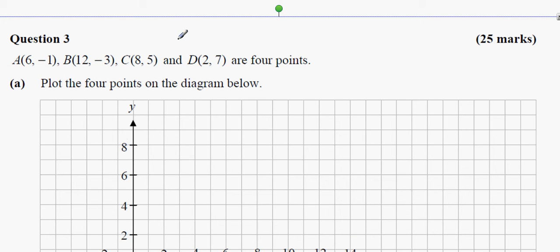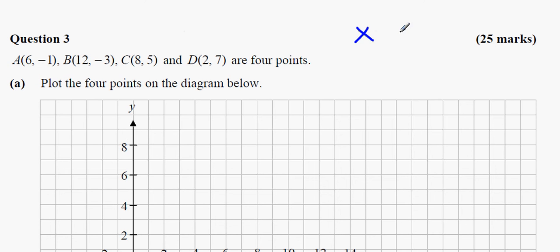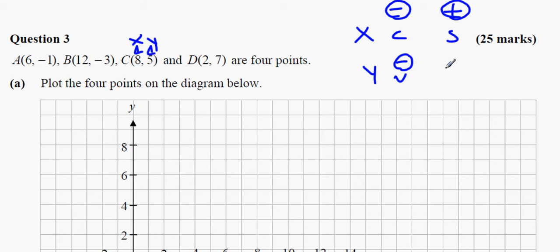Please remember that the x-axis means how much left or right the point is. So if it's to the left of the y-axis, it's a minus, and if it's to the right, it's plus. The y, so it goes x and y, and the y means how up or down it is. It's down if it's minus, below the x-axis, and if it's plus, it's above the x-axis.